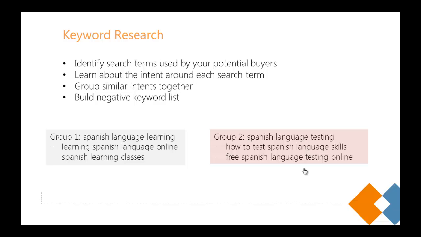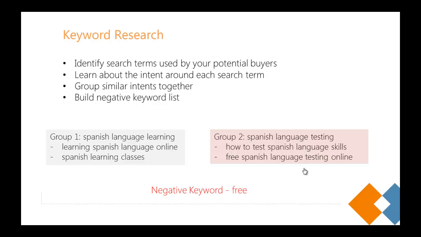Now let's say your training institute offers both things, then it will be logical for you to separate into two different ad groups, and attract the traffic of one type in one ad group, and in another ad group you get the traffic for the second intent, right? So that's the idea. Basically, group the keywords which have a similar intent in groups, and then build a negative keyword list also.